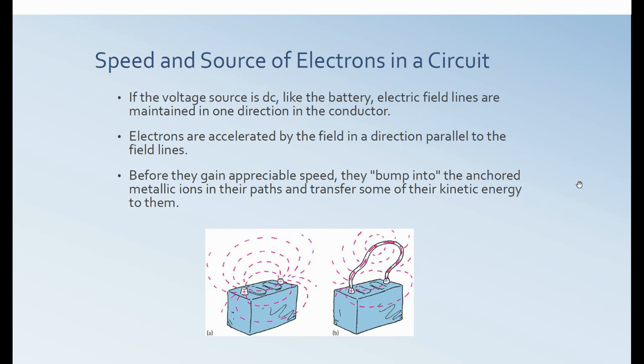If the voltage is a DC source, like a battery, the electrical field lines are maintained in one direction in the conductor. The electrons are accelerated by the field in a direction parallel to those electrical field lines. Before they can gain any appreciable speed, they bump into metallic ions that are anchored and can't move, and transmit some of that kinetic energy to those ions.